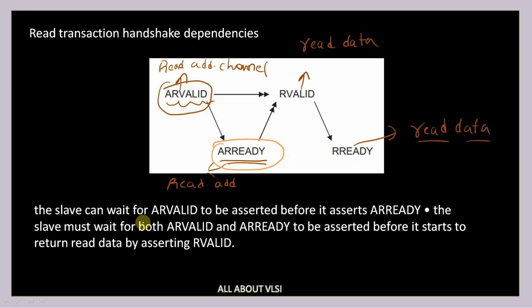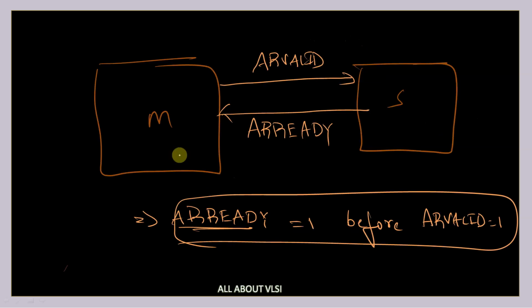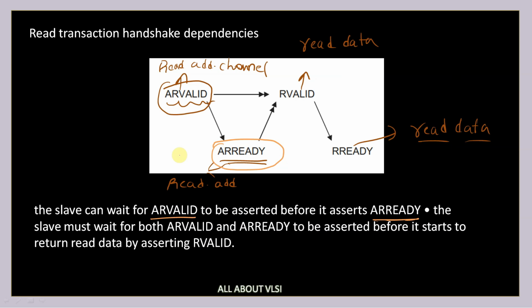So here also the same thing is written: the slave can wait for the AR valid signal to be asserted before it asserts the AR ready signal, or else it can also make AR ready 1. It can wait, or it can make AR ready 1. We have discussed this previously also. But you can see there is a double arrow, which means this should be followed compulsorily.